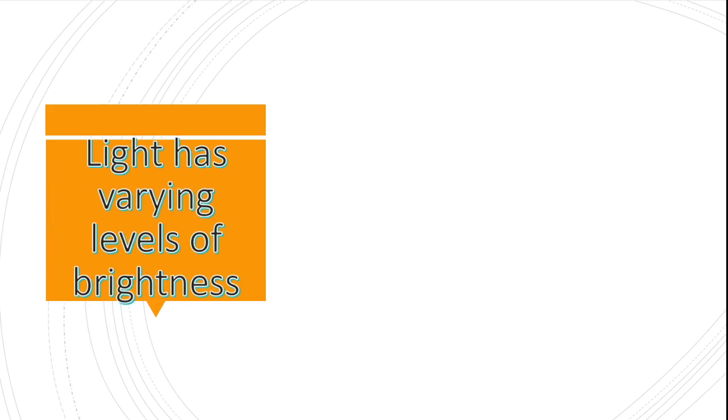Light has varying levels of brightness. Imagine your bedroom with no other light aside from the lamp that is turned on. How much of the room would you be able to see? Depending on how bright your lamp is, you might only be able to see the book that you are reading before going to sleep, and maybe even a small part of your bed.